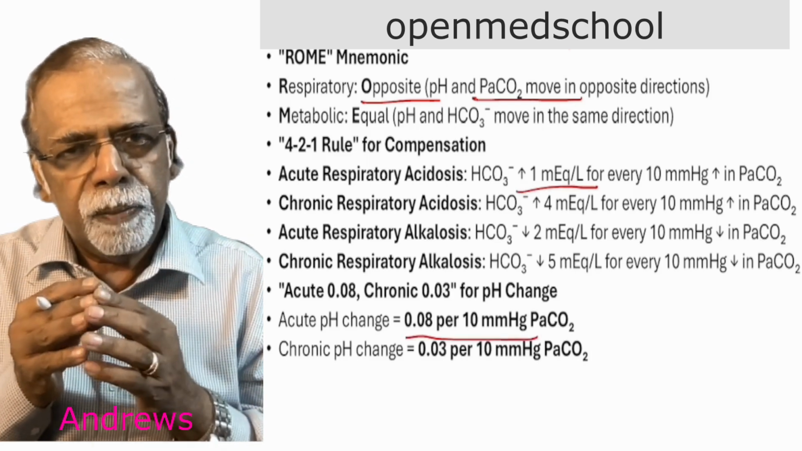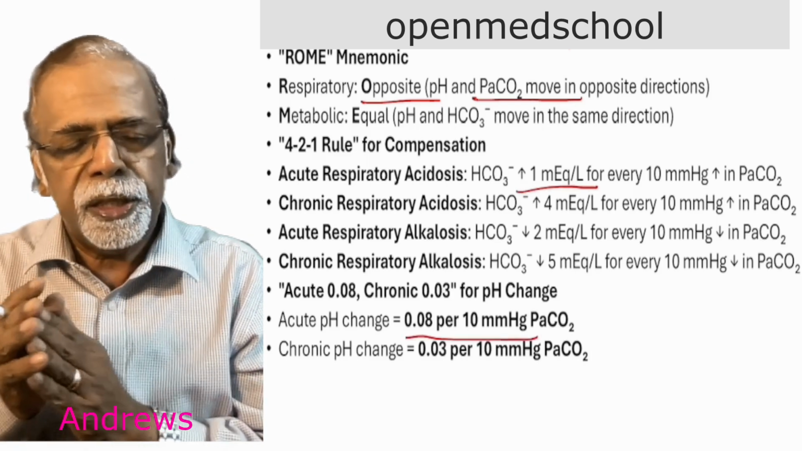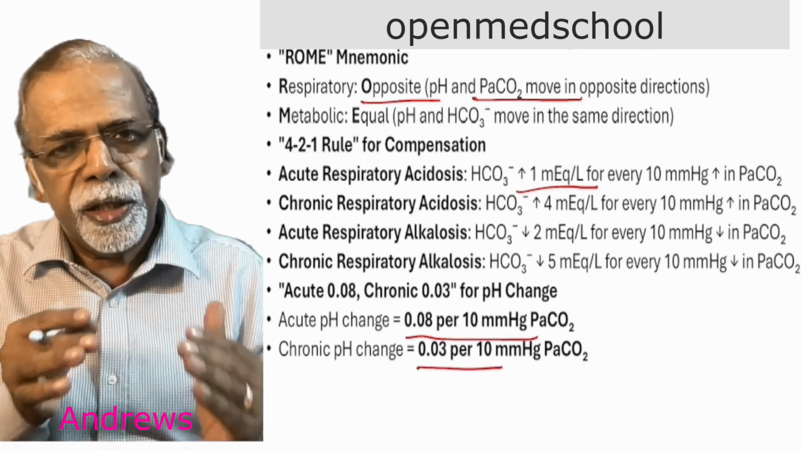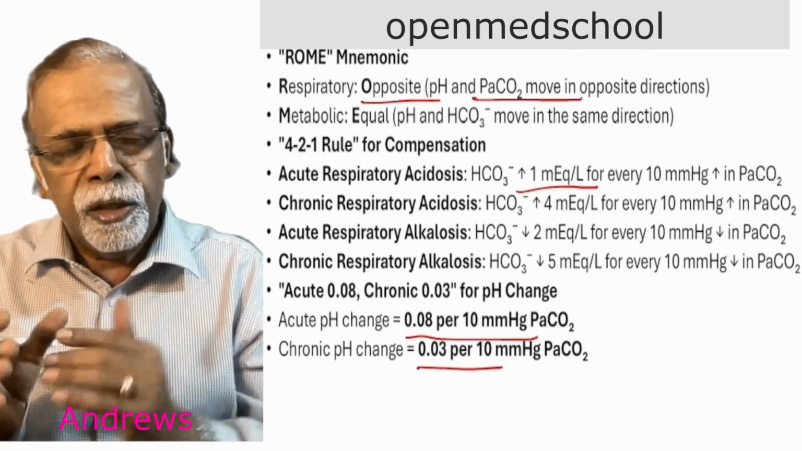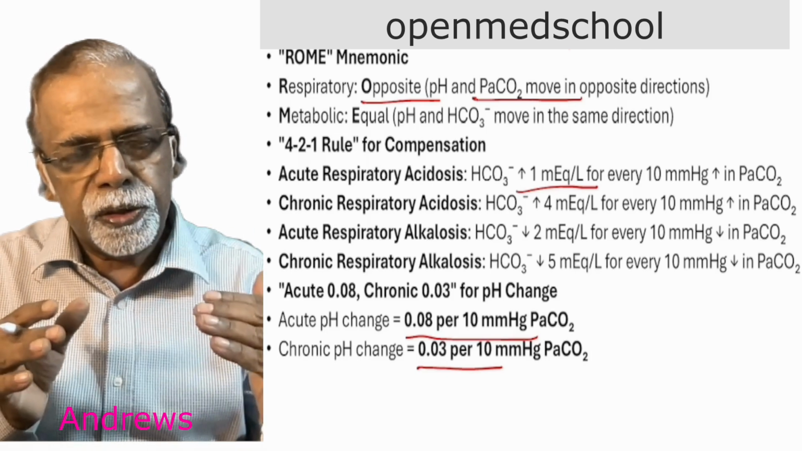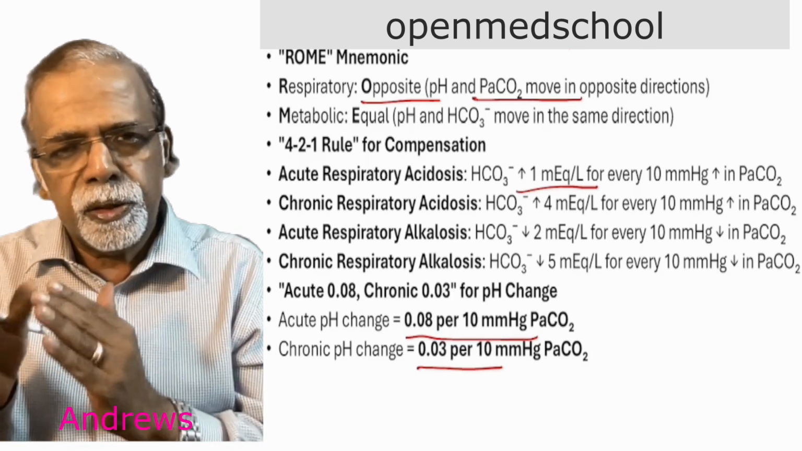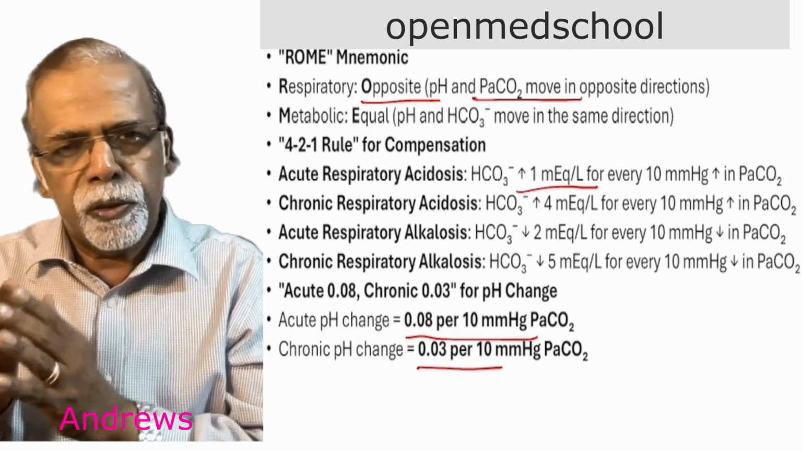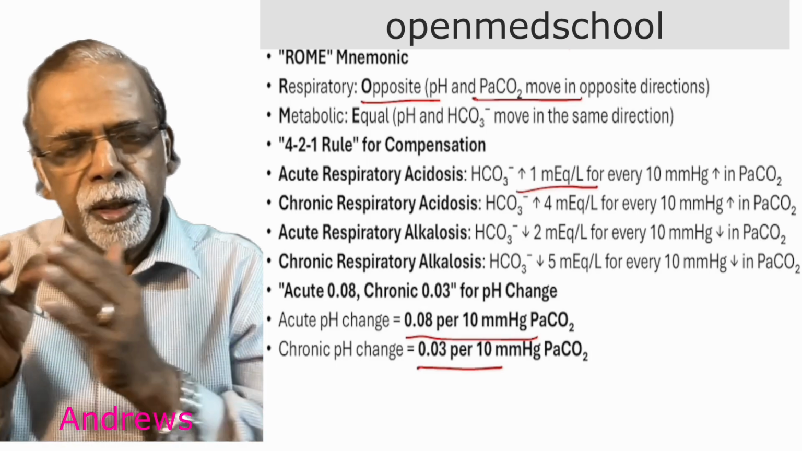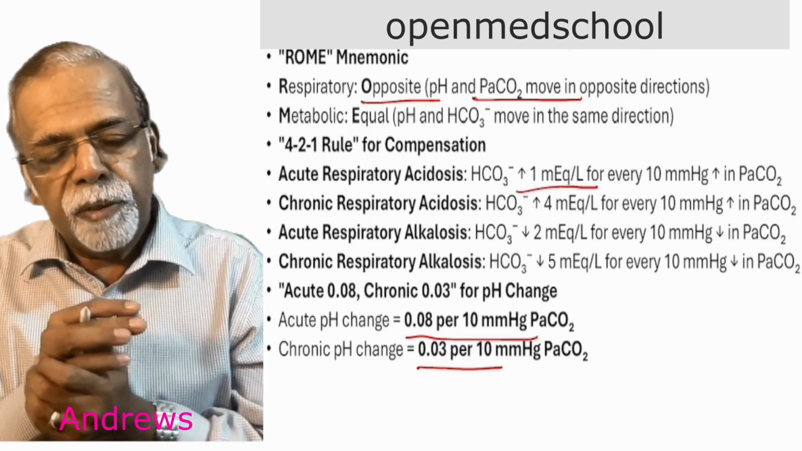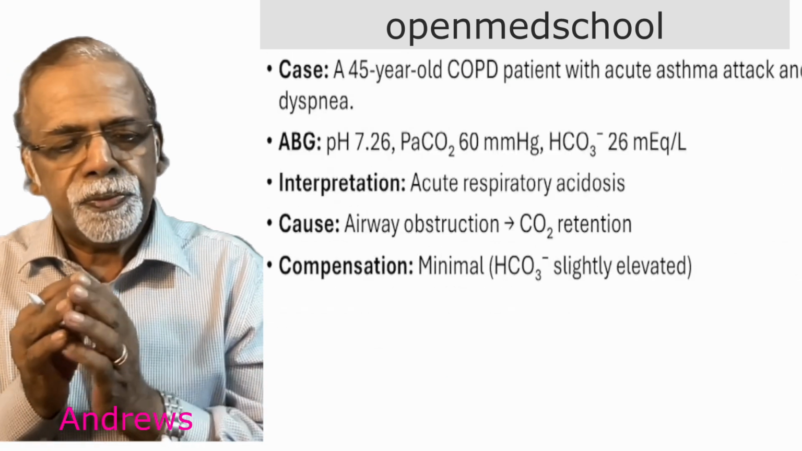Then remember the 0.08 and 0.03 change for pH. For acute, it is 0.08 and for chronic 0.03. Whether it is acidosis or alkalosis, the values are 0.08 and 0.03. For the acute one, 0.08, and the chronic one, 0.03, for every 10 mmHg change in PaCO2.